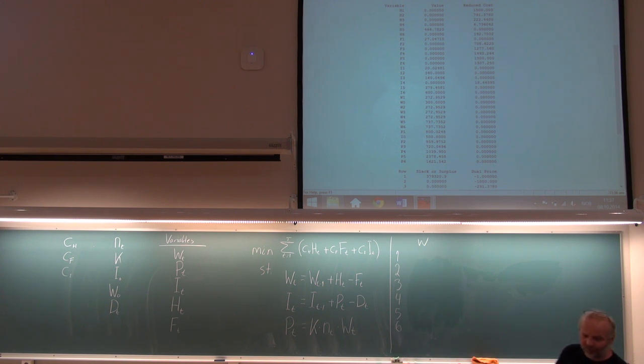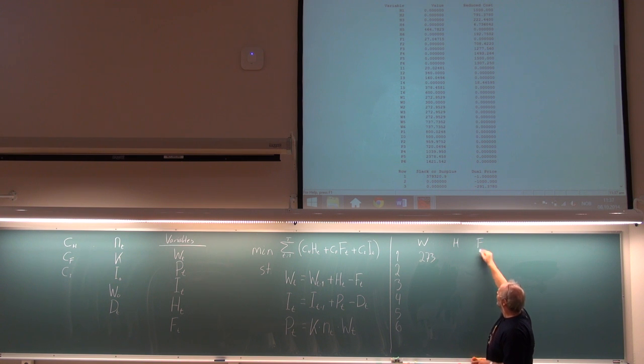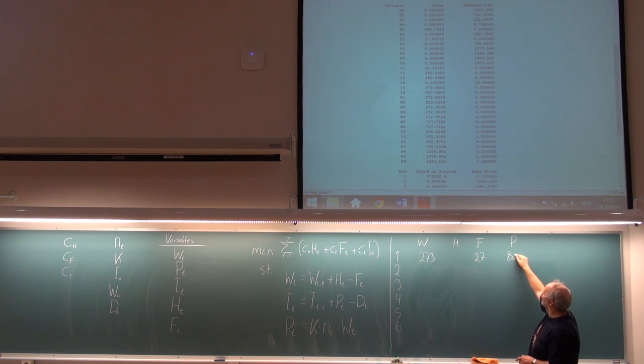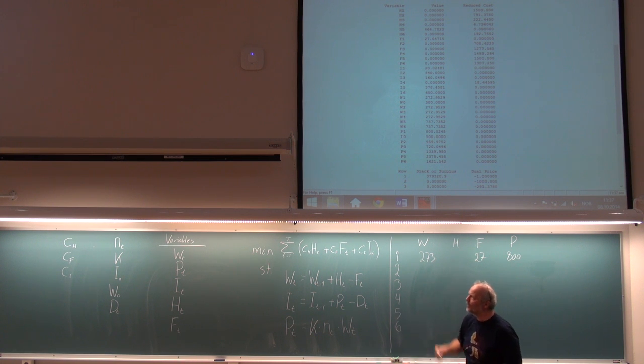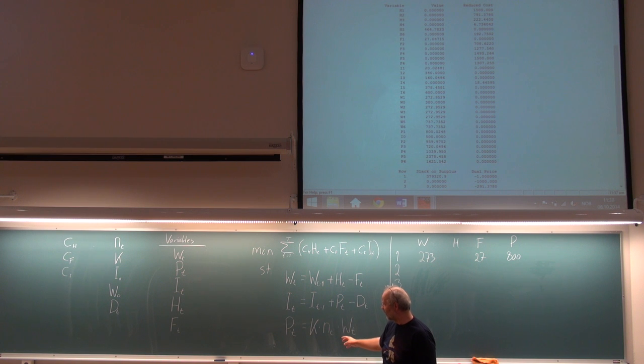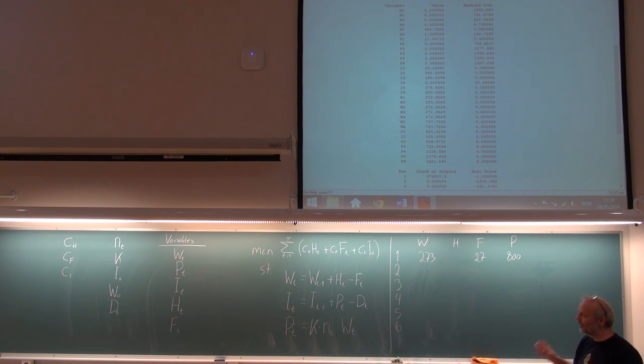We have 300 workers in period number 0, and according to this solution here, we have to reduce by 27 and get 273 in period number 1. This corresponds to a value of the firing variable of 27. This will give us a production of 800 if we have 273 people employed. We know that each person in January will produce the K factor multiplied by the number of working days, which will give us a value of 800.